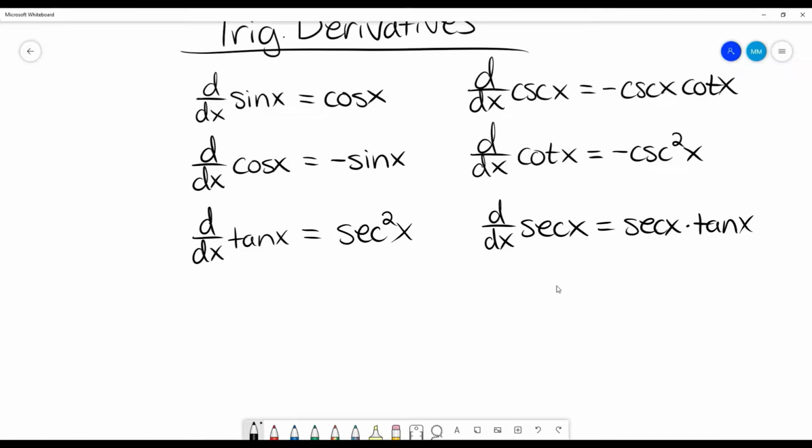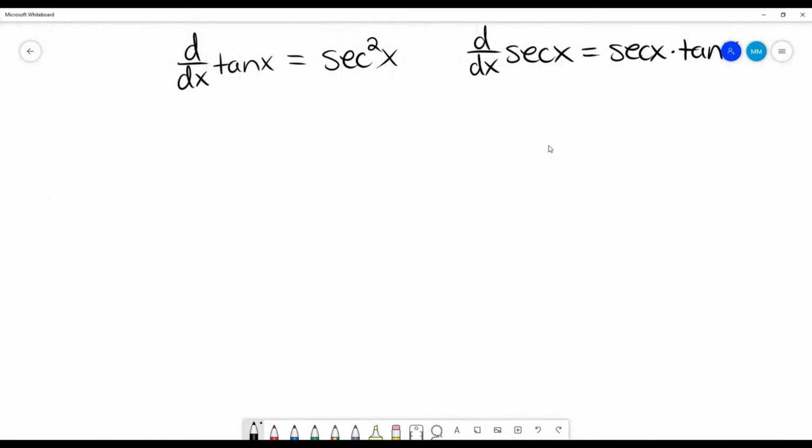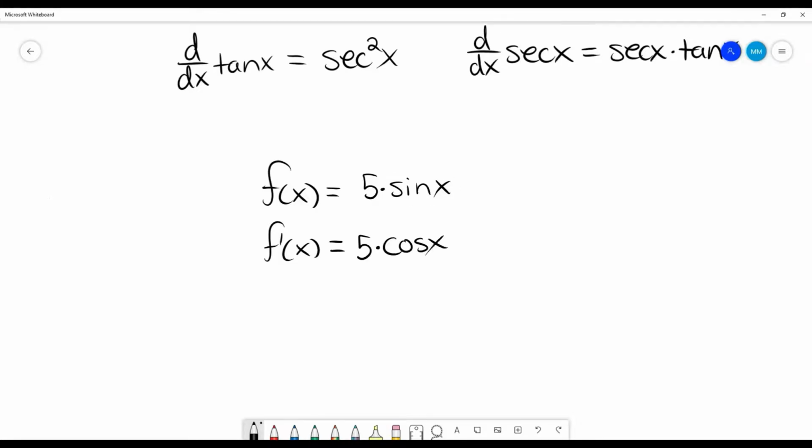You could then apply those alongside our other derivative rules. So maybe I have a function, maybe I've got 5 times sine of x. If I want to take the derivative of this, well, I know that that's a constant coefficient, so it doesn't change. So it's just 5 times whatever the derivative of sine is. That's going to be cosine.